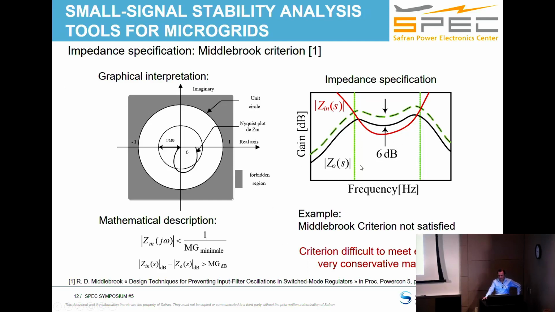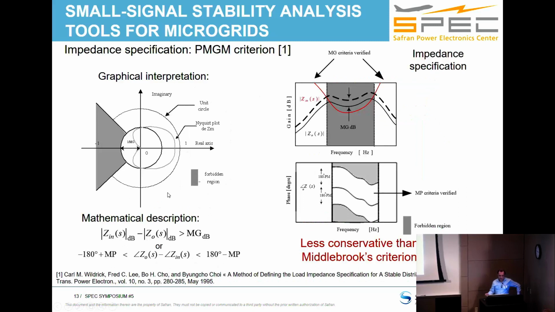So in some cases you don't need to be so conservative, because the critical point is -1, it is here. And if you are somewhere here, even if you are in the gray zone, there is no problem for you. It is why a few years later, people suggested this plot coming from the Nyquist plot. It's called phase margin, gain margin. And now, even if in this part the criterion is not met, there is no problem, your system is stable.